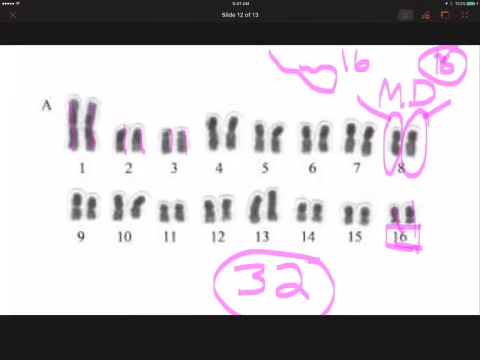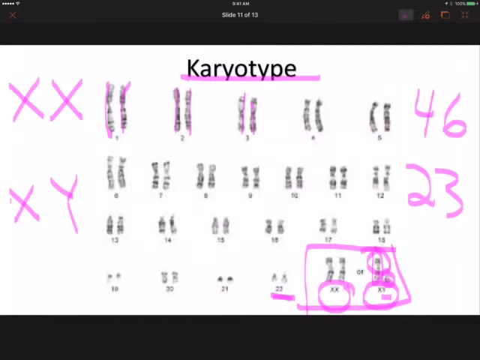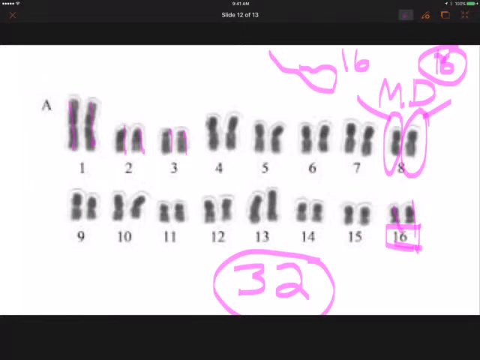That happens in humans too. So human sperm cell is going to have 23. Human egg cell will have 23. When they fuse together and that baby is being made, you will end up having 46 total chromosomes.